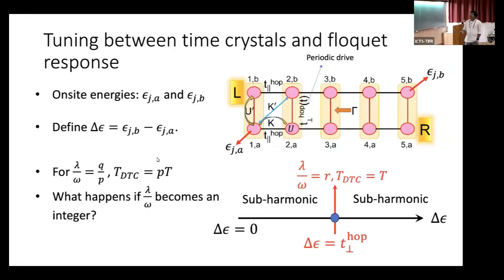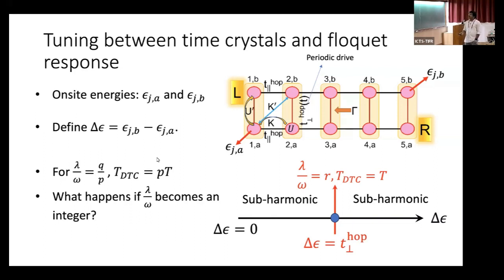Now, one more thing we can do with this kind of a ladder setup is that we can use gates to increase or decrease the on-site energy. So there is another tuning parameter, which is the on-site energies. Depending on the difference of on-site energies, I can now tune between time crystal and a Floquet response. Now, the question is: is it really a Floquet response, or is it really a Floquet steady state? That's what I am going to answer now.